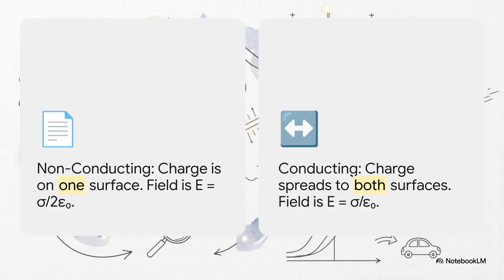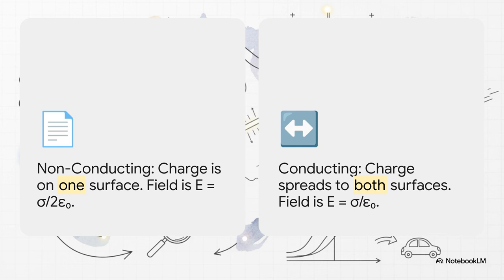Now, let's look at a flat sheet of charge. It really matters whether it's an insulator, a non-conductor, or a conductor. The important variable here is sigma, which is the surface charge density, basically how much charge is spread over a certain area. On an insulating sheet, the charge is just stuck on one side. But on a conductor, those charges are free to move, so they spread out over both surfaces of the sheet.